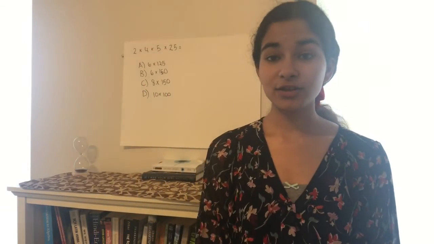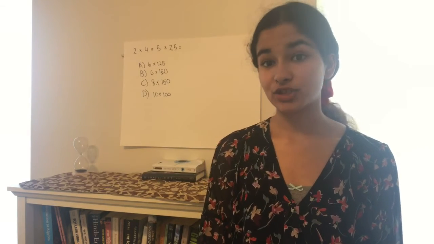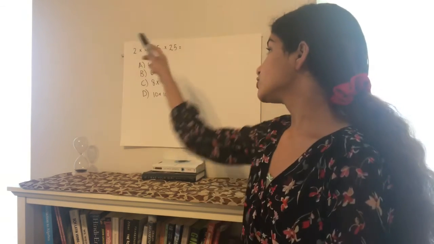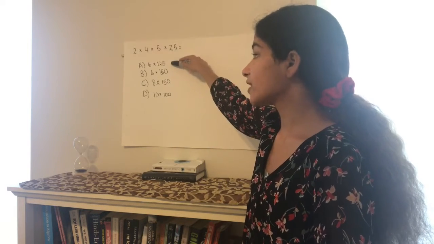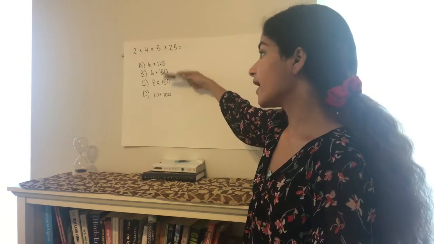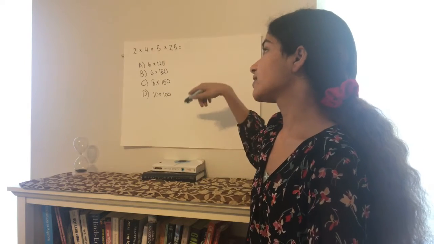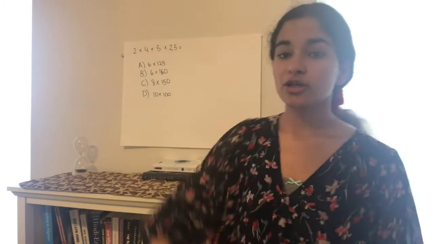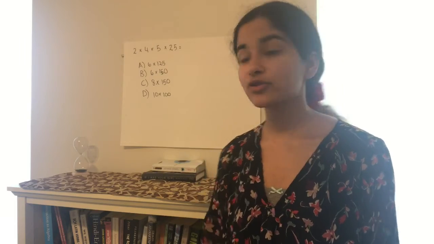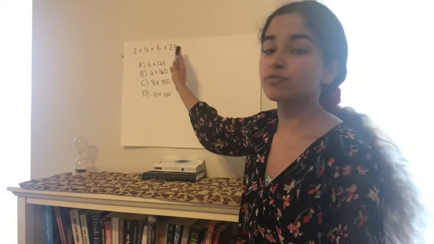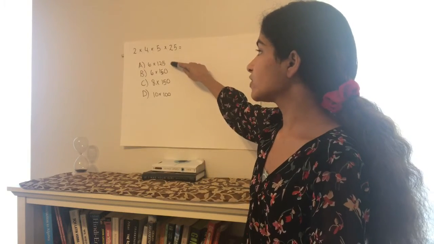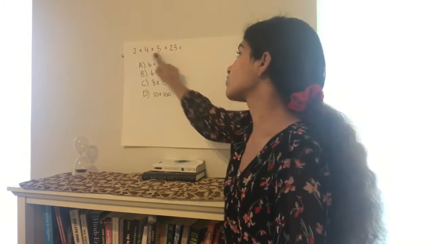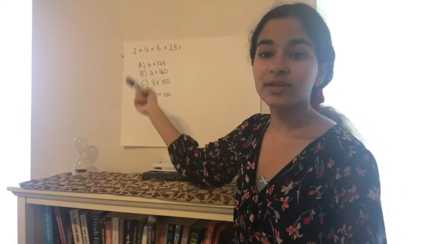Okay, this is question 18 from the 2018 to 2019 MML. 2 times 4 times 5 times 25 equals 6 times 125, 6 times 150, 8 times 150, or 10 times 100. Okay, so first of all, how are we going to figure out what this equals in terms of prime factorization? Well, whichever one of these options has the same prime factorization as this is going to be the answer to this question.